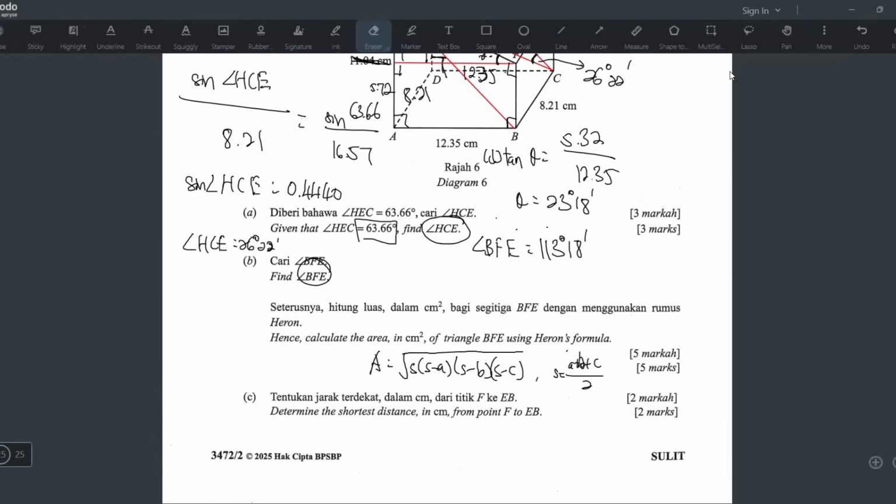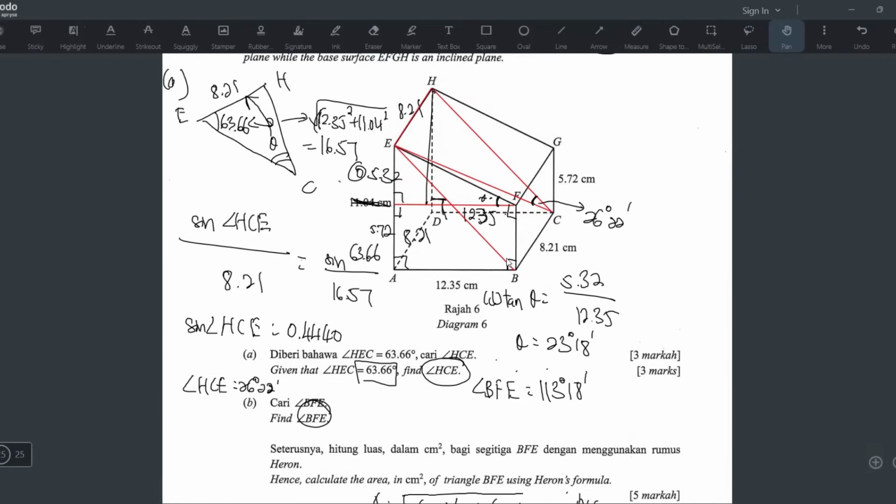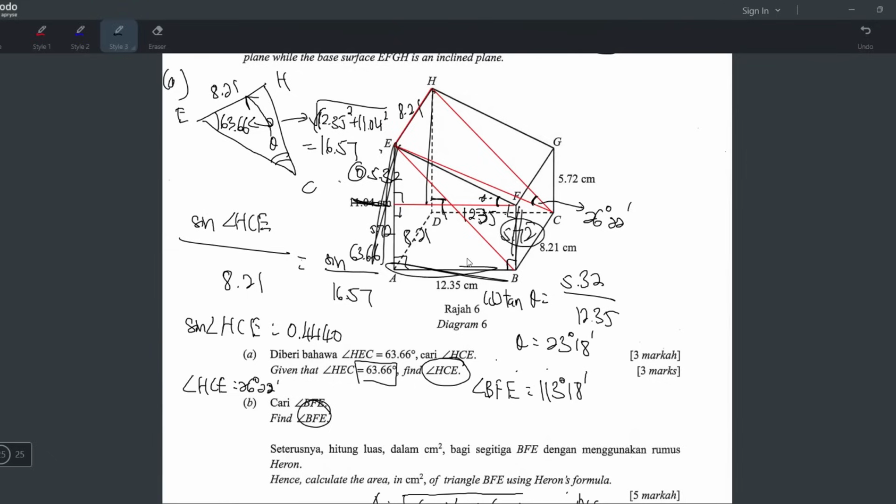Before doing anything, we have to make sure we have our A, B, C first. A, B, C are the three sides of the triangle. In this case, they ask for BFE, so let's look at BFE. Do we have all three side lengths? This side I have, 5.72, no problem. And then EB I have also, because EB comes from the Pythagoras theorem, this one squared plus this one squared. But you already did it just now.